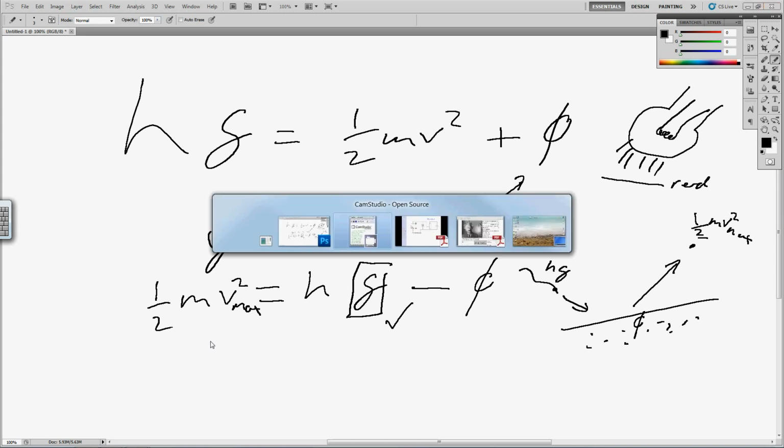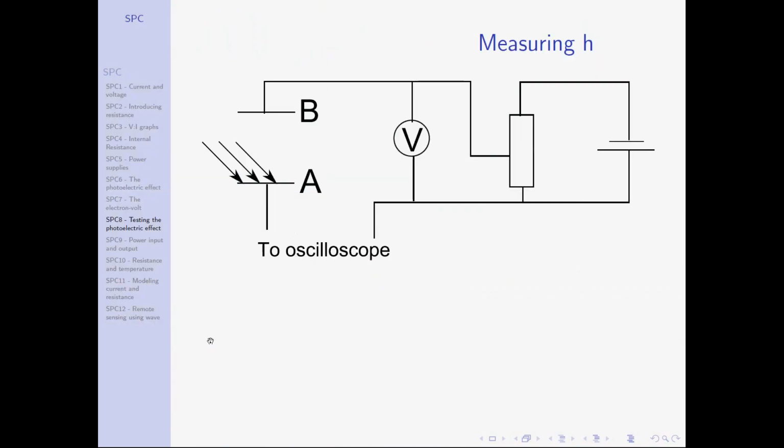Well, let's flick over to the slides, and this is what we're actually going to use. This is our light coming in, and we said this is going to be passed through an optical filter so that we've only got particular frequencies coming through. It's going to land on our metal plate. And what's the rest of all this about?